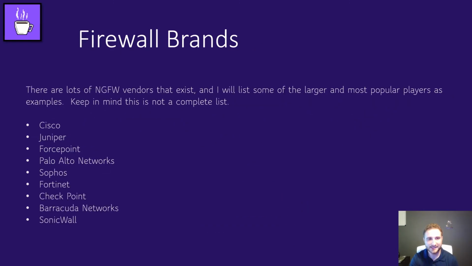All right, and lastly, firewall brands. So just to name them off in no particular order, this isn't any sort of special list. Just thought of some main ones off the top of my head. But there are a lot of next generation firewall vendors and brands that exist out there. And so these are just some of the more popular ones, right? So Cisco has a next generation firewall, Juniper, ForcePoint, Palo Alto Networks, Sophos, Fortinet, Checkpoint, Barracuda, and SonicWall, and there's a lot more than that. But these are just some of the next generation firewall brands.